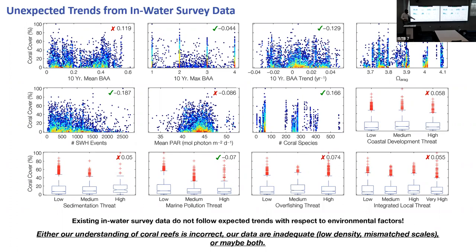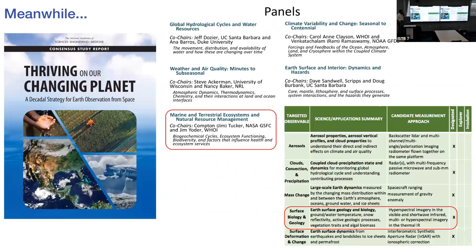And the existing in-water survey data don't follow expected trends. The conclusion there: either we don't know how reefs work, I don't want to say that, I don't think that's true, or our data are insufficient. That's what the hypothesis for coral was. So we submitted that. Peter mentioned that went off to NASA and sat for a while.